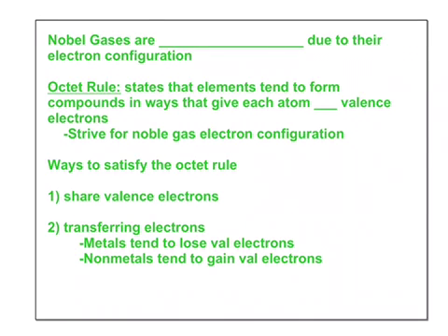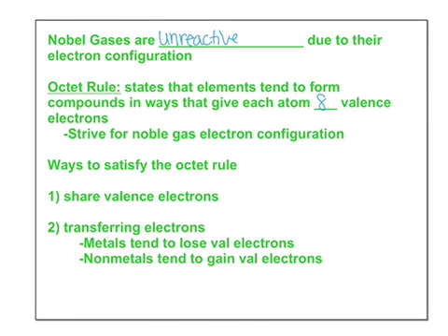Noble gases are unreactive, and this is because of their electron configuration. This is because they satisfy the octet rule. This states that elements tend to form compounds in ways that give them 8 valence electrons, because this gives them that noble gas electron configuration. So the ways to satisfy this octet rule is to either share valence electrons or to transfer the valence electrons.